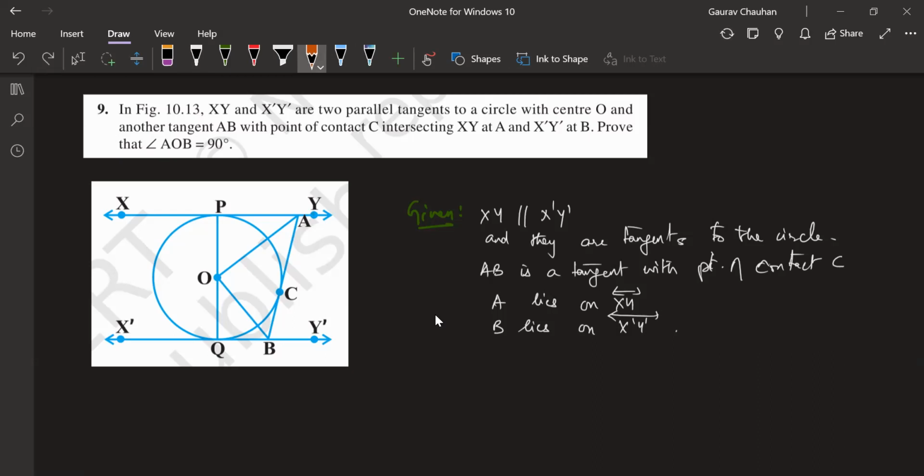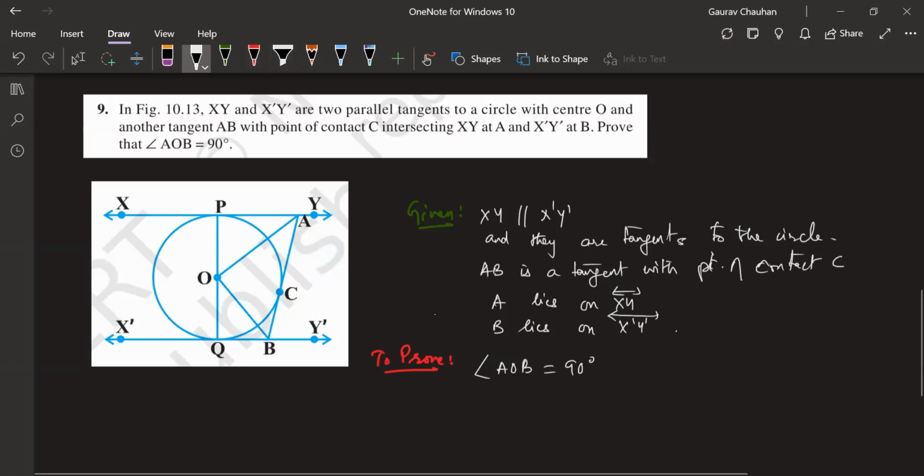So moving on to the proof part. What do we have to prove? We have to prove that angle AOB is equal to 90 degrees. I wanted to take your attention to this particular angle. Which angle are they talking about? They're talking about AOB. It already looks 90, but we have to prove that this is 90 degrees. That's our to-prove part.